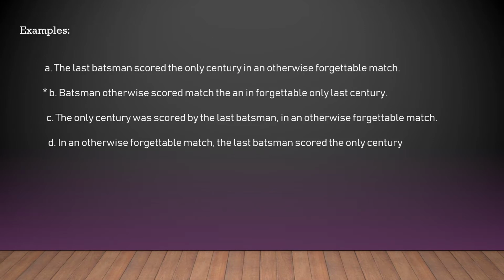Let us see these examples here to understand better. Sentences A, C, and D are grammatically correct, but B is not. Let me read it out to you. Sentence A is, the last batsman scored the only century in an otherwise forgettable match. C, the only century was scored by the last batsman in an otherwise forgettable match. D, in an otherwise forgettable match, the last batsman scored the only century.